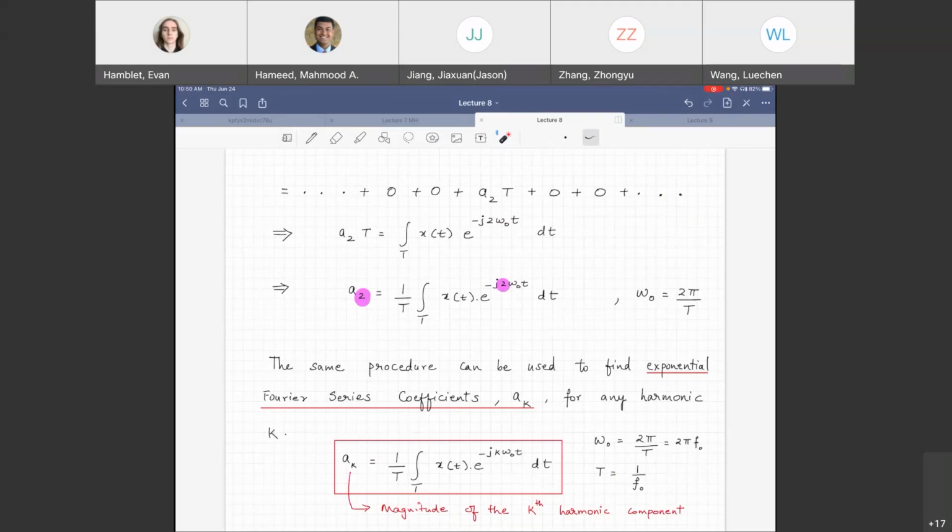Here is an interesting question. What if you move them left and right? Instead of a vertical shift, what if you did a horizontal shift on that signal? Which coefficient will change? Which coefficient? So a sub k, which one will change and which one will not change?